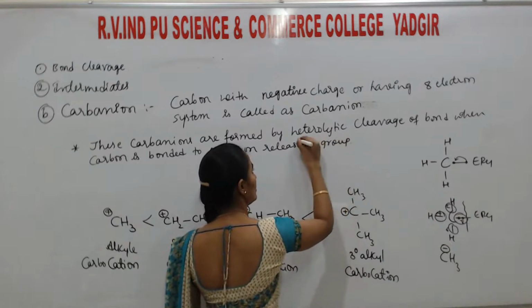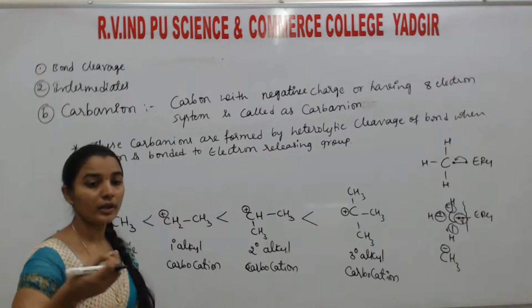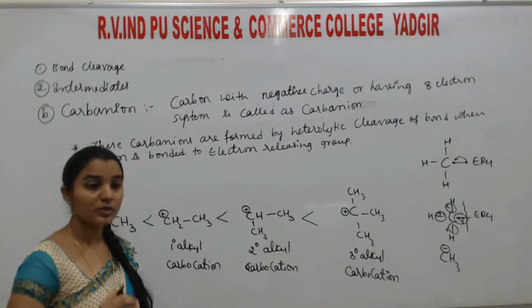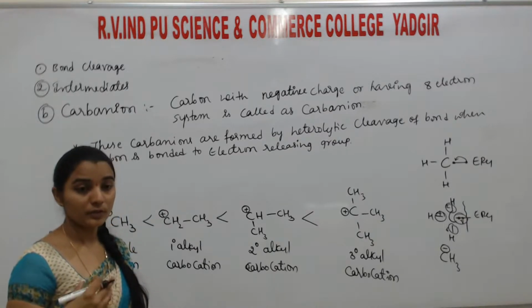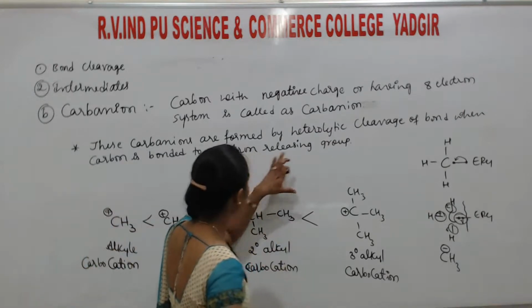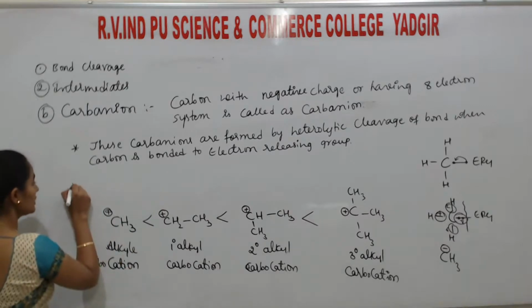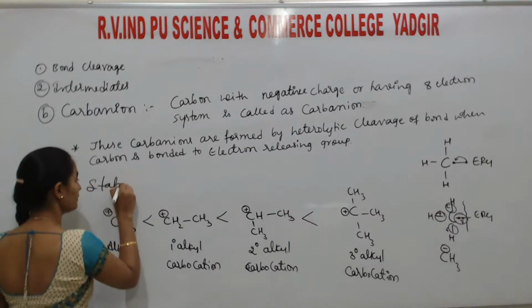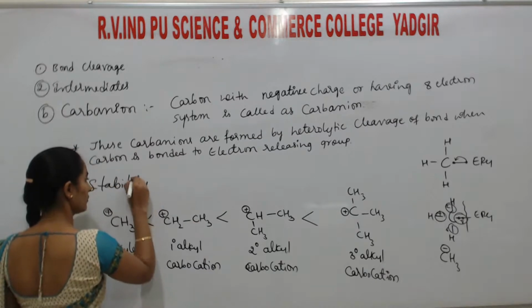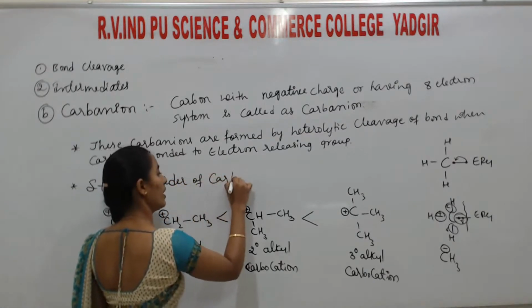Electron releasing group. So students, in the next class I will explain which are electron releasing groups and which are electron accepting, withdrawing groups. Understood? Okay. So just remember electron releasing and electron withdrawing group. Another, if we consider the stability order of carbon ions.